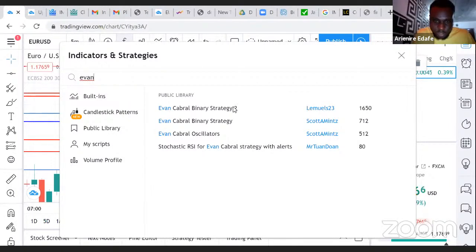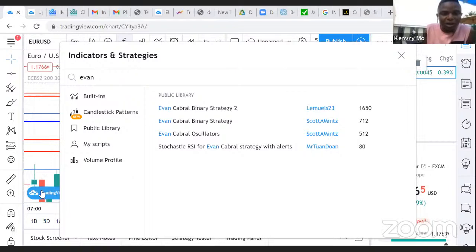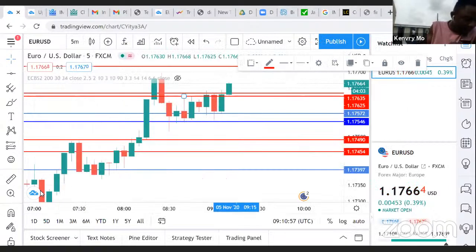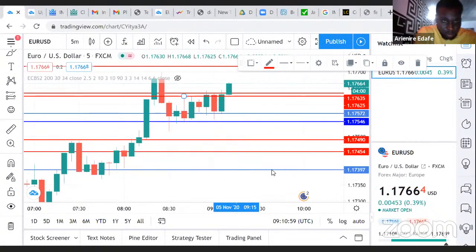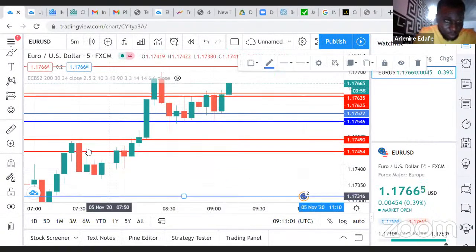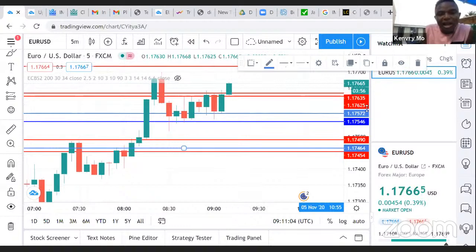I know, I already have it here. Just go to where you have the eye. Close this one and go to where you have the eye and open the eye. Okay. ECBS2, where you closed the eye, just open it again.